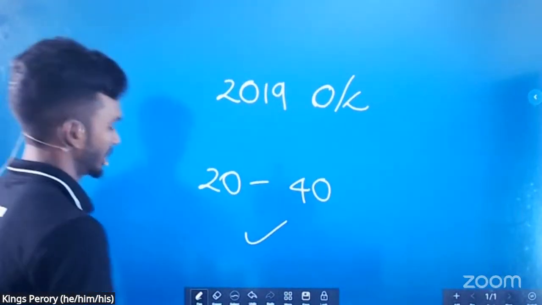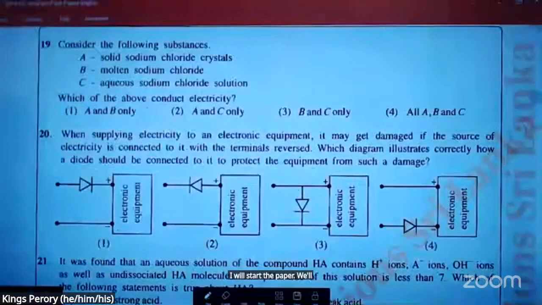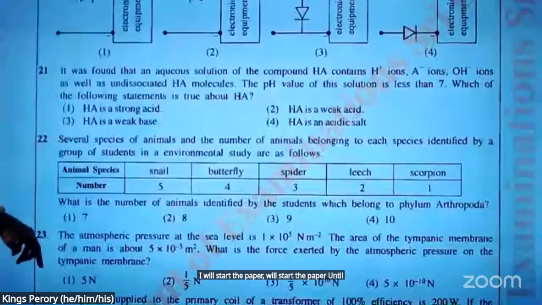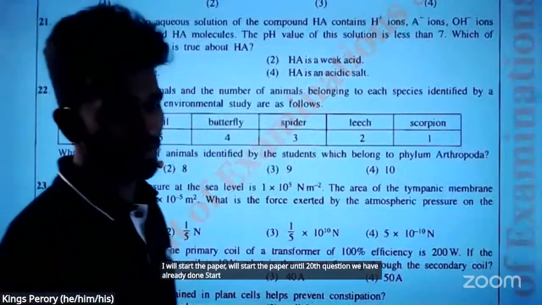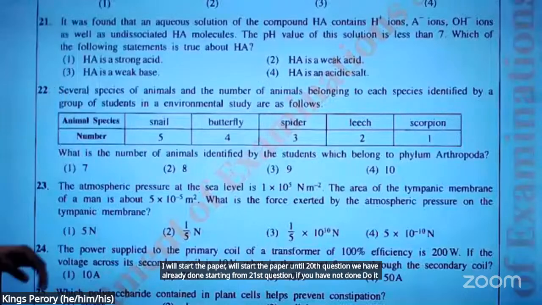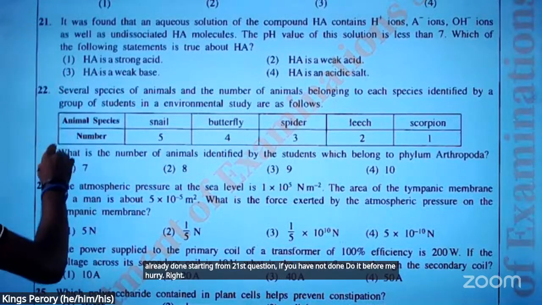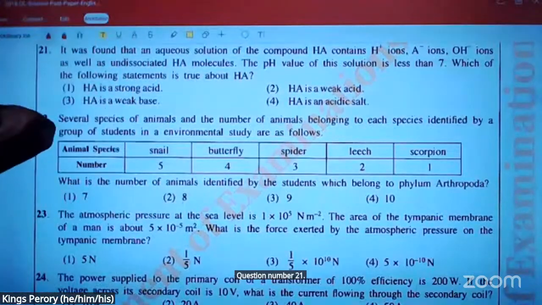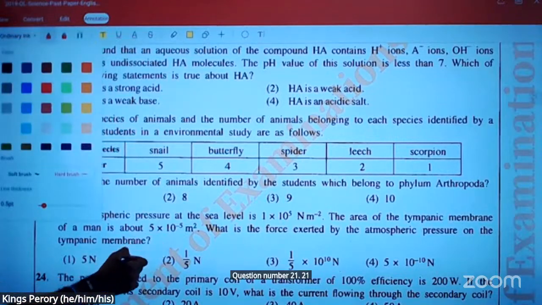Right, we will start the paper. Until the 20th question we have already done. Starting from the 21st question, if you have not done it, do it before me. Right. Question number 21. There you go.